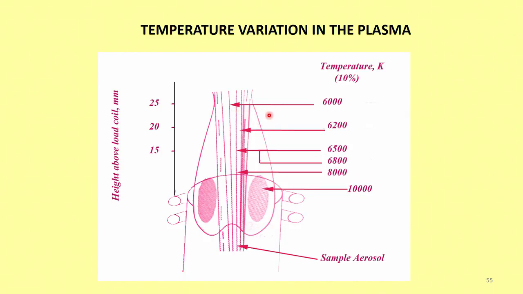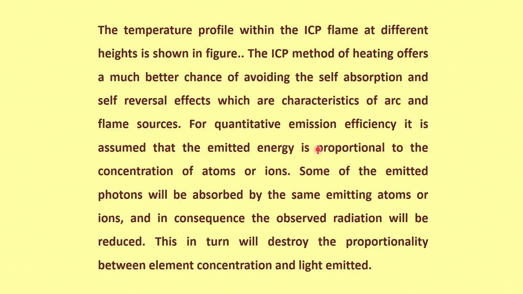Moreover, many of the analytical samples do get vaporized and start emitting radiation around 6,000. Suppose some elements do not, then you go down and measure around 15 millimeters, that will be around 6,500, or you can go still nearer, up to 8,000, you can measure, but the background radiation will be much more. Okay.